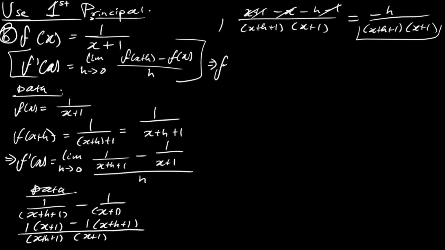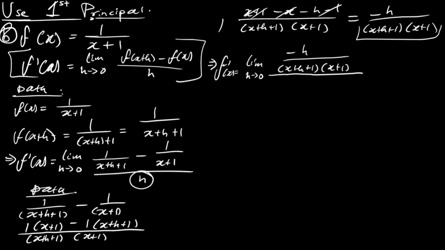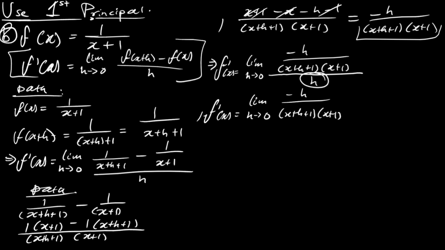So this implies that f prime of x is equal to the limit as h approaches 0 of the numerator, which is now minus h over x plus h plus 1 and x plus 1, and this is over what we have initially as h. Then f prime of x is equal to the limit as h approaches 0 of minus h over x plus h plus 1, then x plus 1. Then since it's division, I'll just say divided by h over 1.